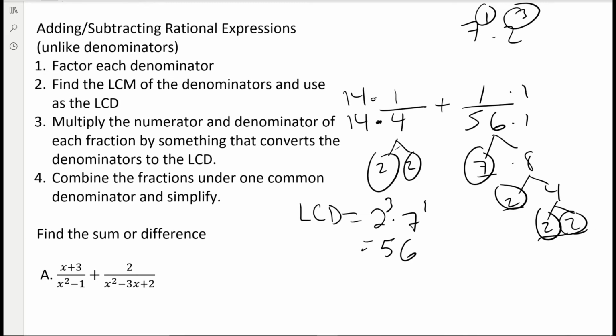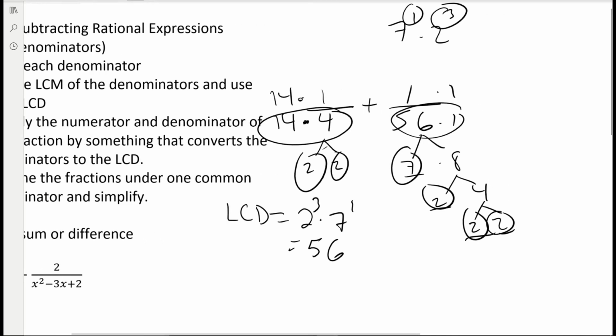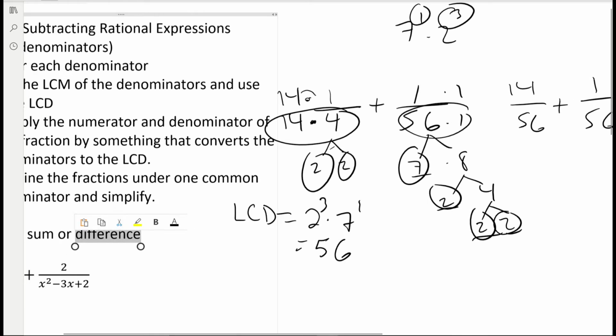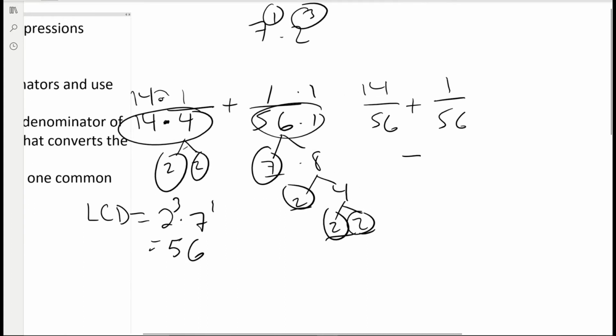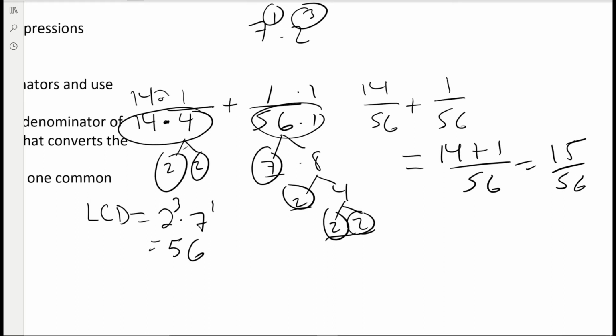So that's really the third step: multiply the numerator and denominator by something that converts the denominators to the LCD. Now these are both the LCD, 56. So 14 times 1 is 14, and I have 14 over 56 plus 1 over 56. Then you combine the fractions under one common denominator and simplify. That gives 15 over 56. If you can reduce it, then you would reduce it, and that's what we call simplifying. In this case, we're done.